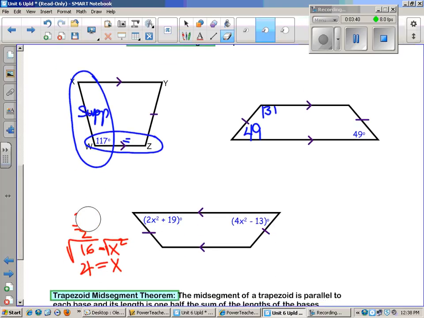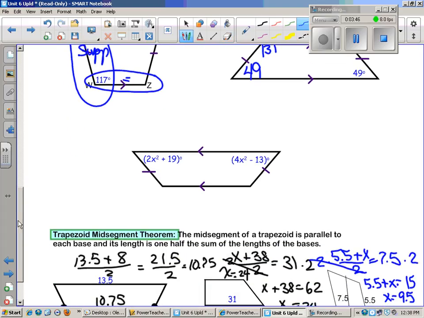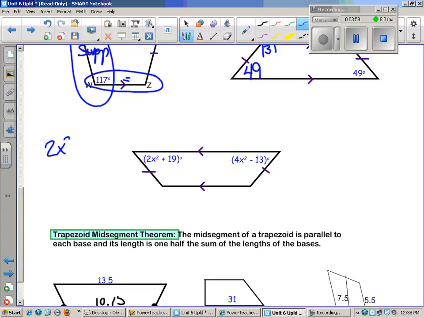All right, let me just show you quickly how to solve this one, because you're going to get some equations with squared terms. Okay. What do we know about these 2 angles? Good. They're equal to each other. So I would set 2x plus 19 equal to 4x squared minus 13. So I would treat it just like any other equation. I'm going to get the variables on one side, the constants on the other. So I'm going to move the 2x squared over here. I'm going to add the 13 over here.